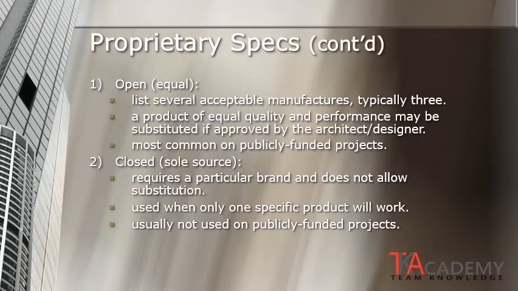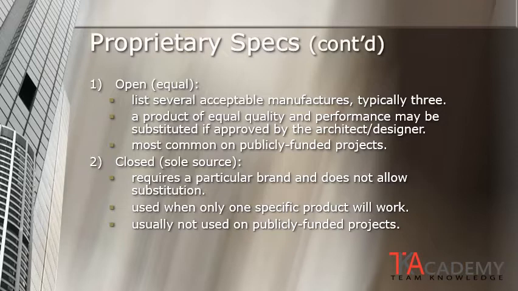The first type is an open specification, or what we call an equal specification. It is where the specifier will list several acceptable manufacturer products from a pre-approved list, typically at least 3, but there can be many more than that. The contractor may use any of those systems to satisfy the project requirements. A product of equal quality or performance may be substituted if prior approval is received from the architect or designer.